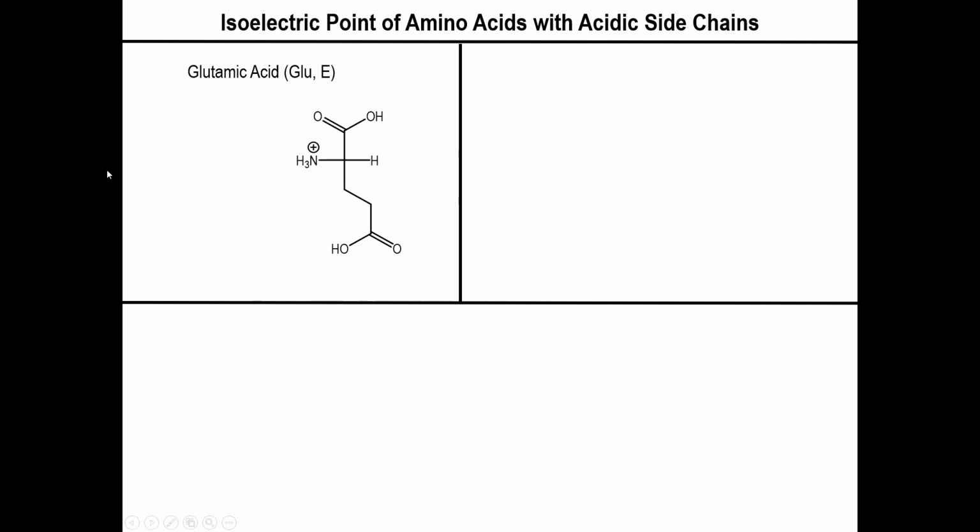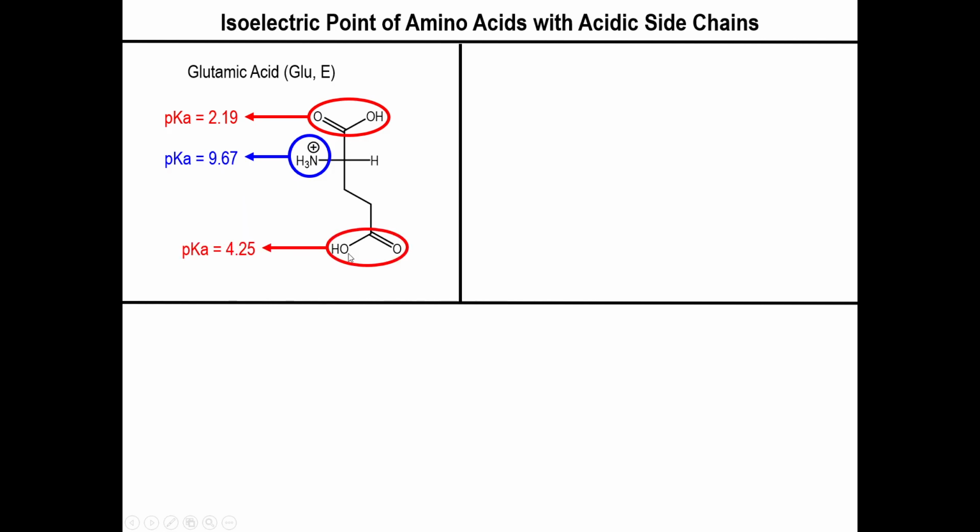So let's say that we're looking at glutamic acid, right? We have the amino component right here, the carboxylic acid, and here's the side chain, 2 carbons long, and then a second carboxylic acid. So if you look up the values for the pKa's, the pKa of the main carboxylic acid unit is 2.19. The pKa for the amino portion of glutamic acid is 9.67. And the pKa of the side chain carboxylic acid is 4.25. All right.